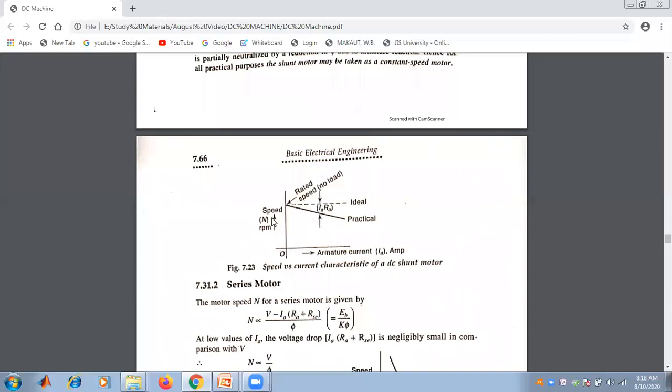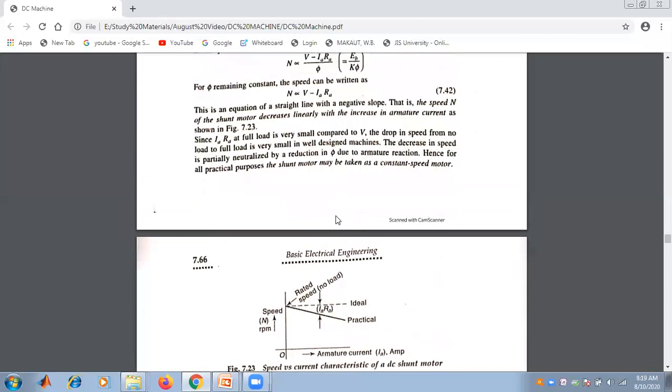this is the speed in RPM, this is the armature current Ia. This is the ideal condition, there is rated speed at no load. And if there is a drop in Ia Ra, this is a straight line. This is the practical condition of speed versus armature current characteristics of a DC shunt motor. It is seen that it has a negative slope, a straight line having negative slope.